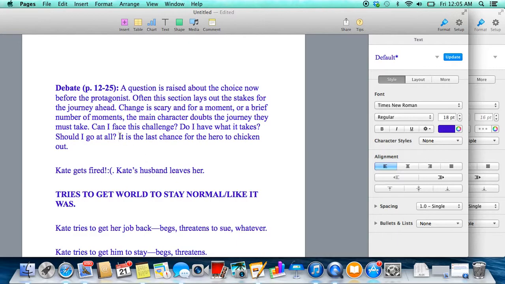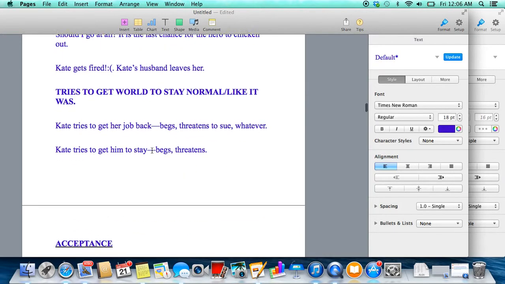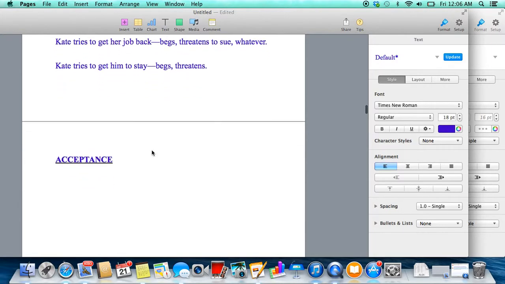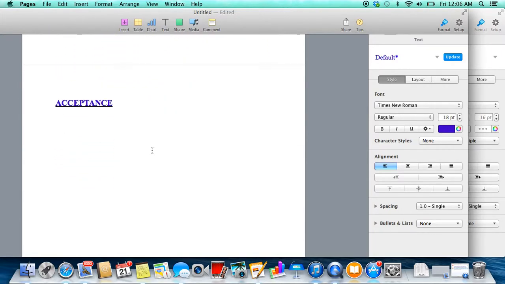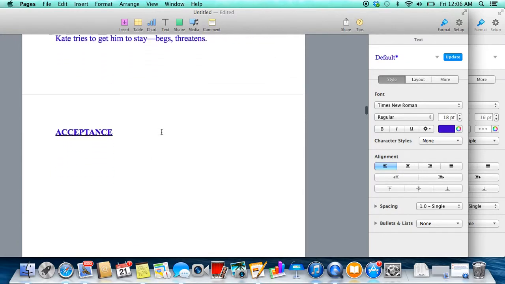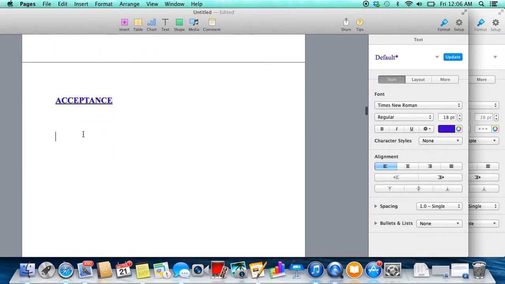And in terms of being able to chicken out, the character doesn't have a choice. So she has to move forward. If she doesn't have her job, what else is she going to do? So you have to make it so they can't wiggle out of it, and they decide to move forward because they're out of options otherwise. So that's acceptance. And what does acceptance look like on Kate in this case?